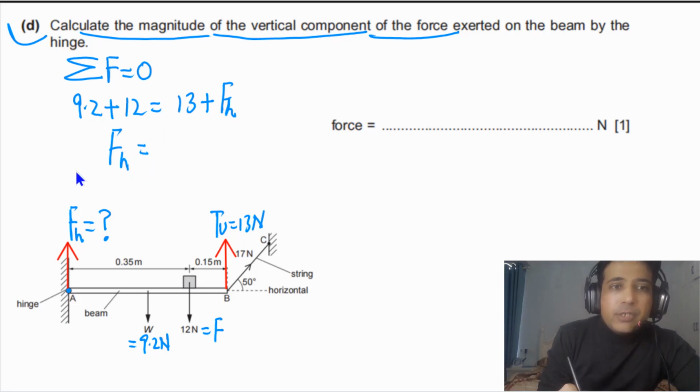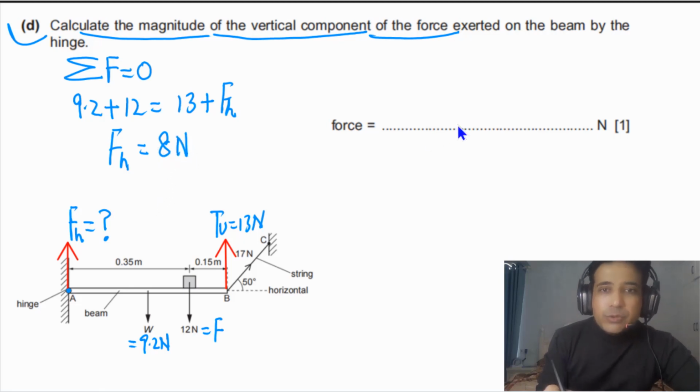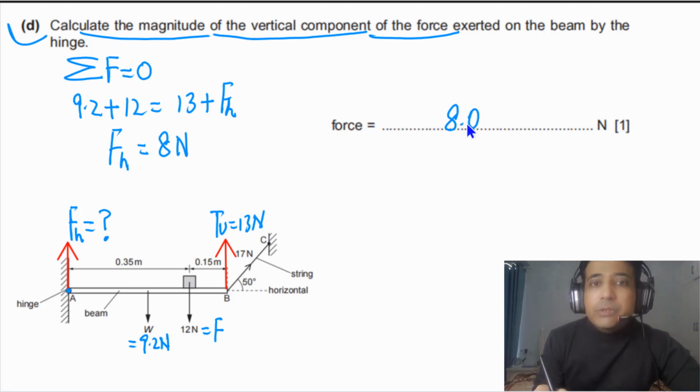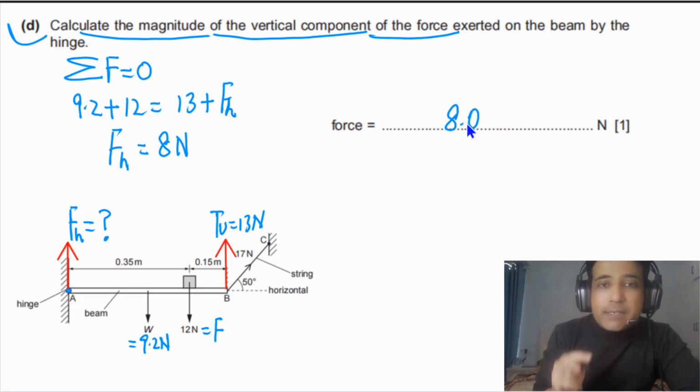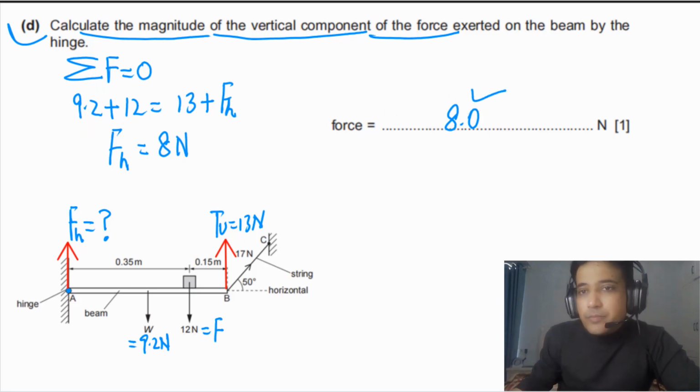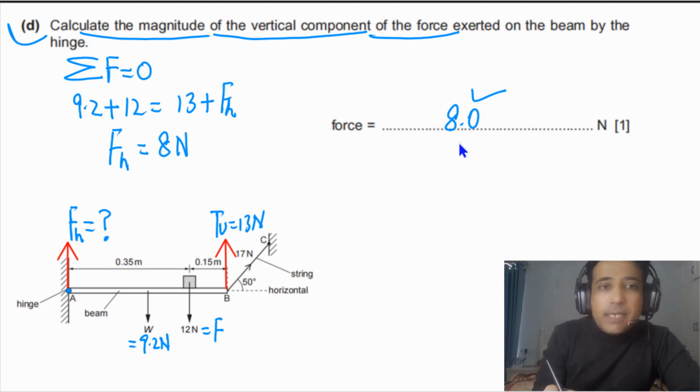So we need to find the value of FH. FH in this case will be equal to 8 newtons. And so this is the value of the hinge force. So our final answer we can write down is 8.0 newtons. It's better to use 2 SF because in the raw data we have 2 SF. So this is our final answer. And this question has only 1 mark, and that is the answer mark. If you have got the right answer, you will get 1.